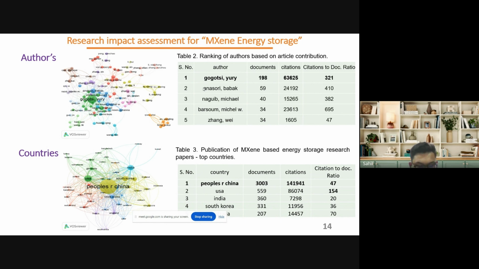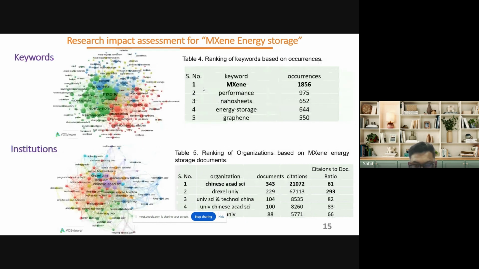Table 3 shows the top countries having the highest publications in MXene energy storage. Table 4 shows the highest occurring keywords, that is MXene, performance, nanosheet, etc. And in table 5, organizations based on MXene storage documents.